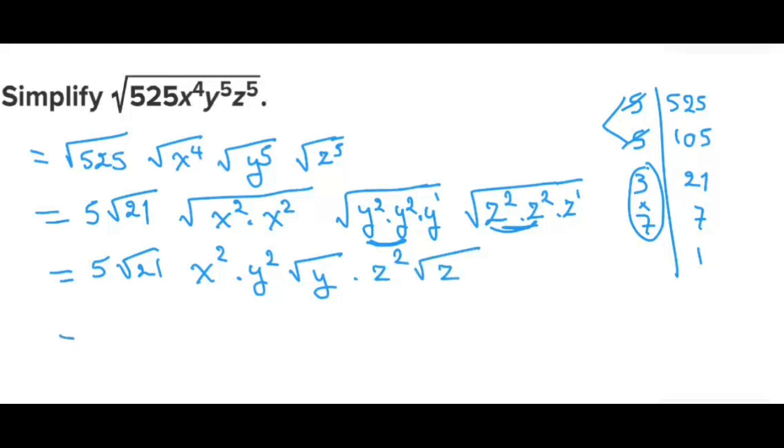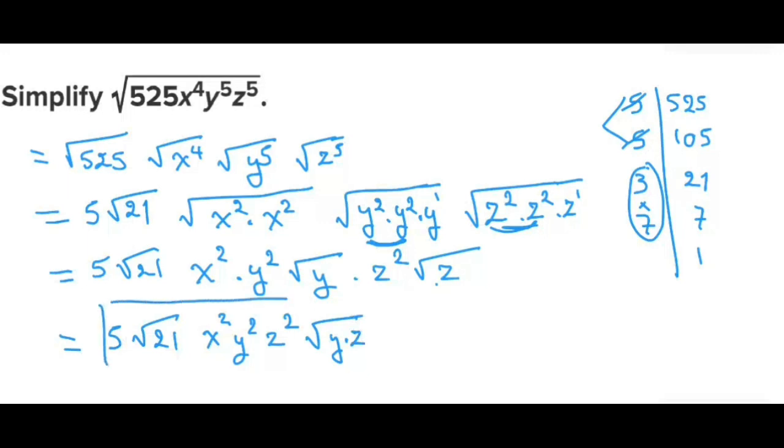So let us arrange what we write here. So this will be 5 square root 21 x squared, y squared, z squared, and what remains inside here is square root y and square root z. I can put them together in one radical, so yz under this square root, and this will be the final answer.